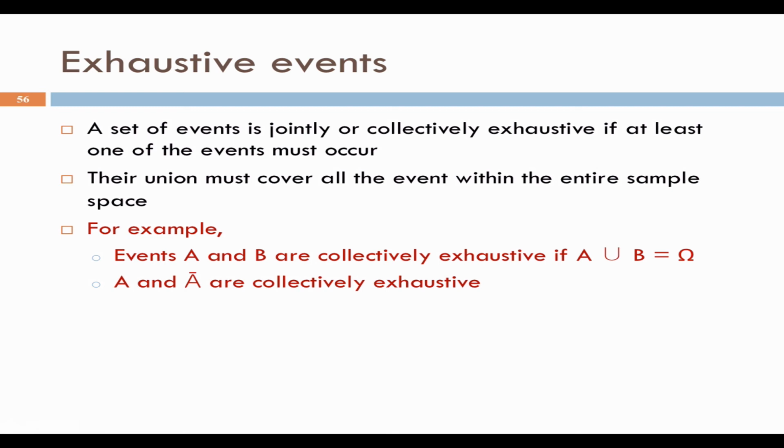It basically tells you that exhaustive events take all the space that's possible. They take all the space of your total sample space that is possible. So naturally, by definition, A and A complement will be defined as collectively exhaustive because A union A complement equals the total sample space.